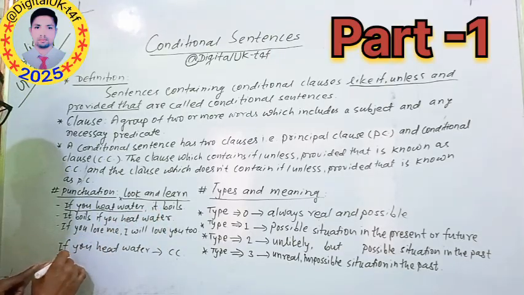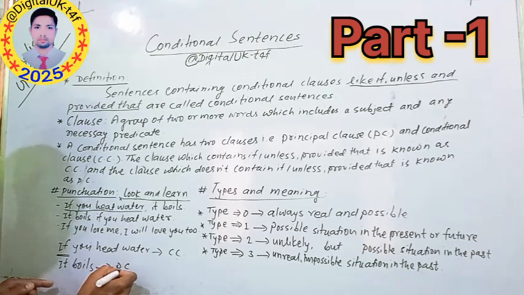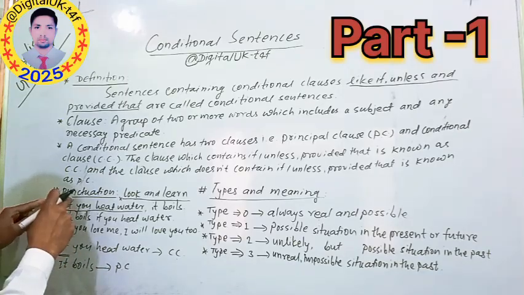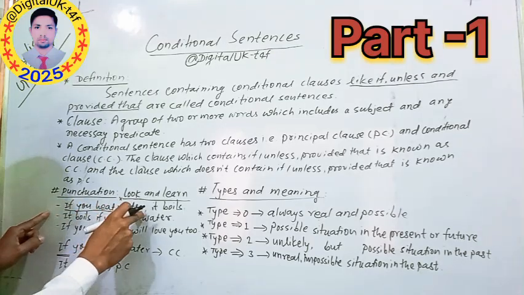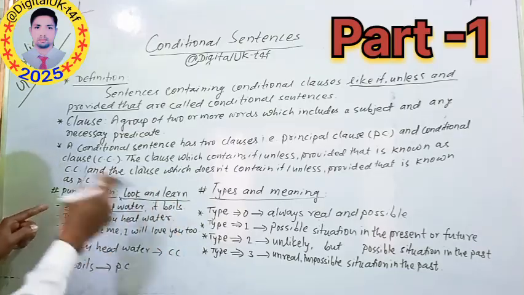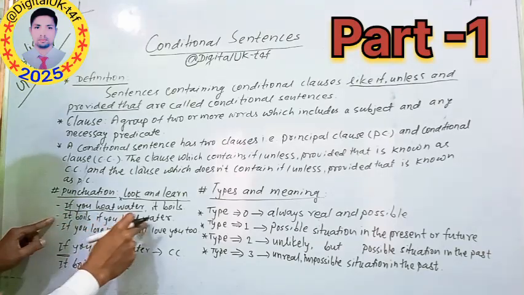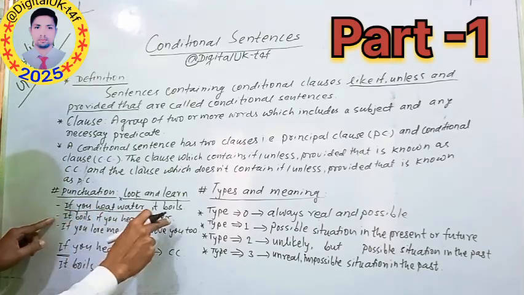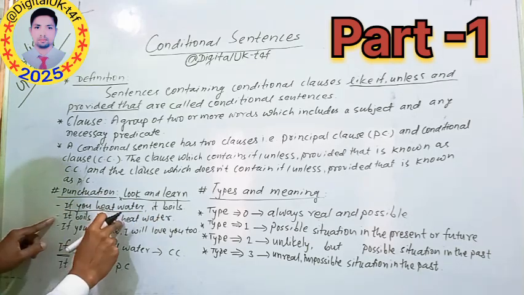Likewise, it boils. This part is called PC, because we don't get if, unless, or provided that anywhere. So it is easy to understand this is PC. In the discussion of punctuation, we should focus here. If you heat water, here is the use of a comma, it boils, and at the end a full stop. Now look at the second sentence: it boils if you heat water. Here you will not get any comma, because here PC is written at first, then CC.